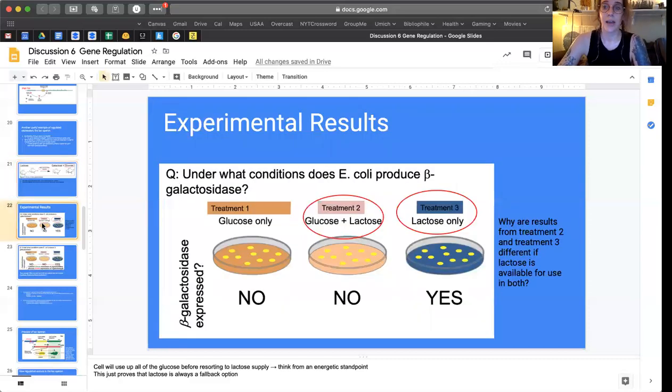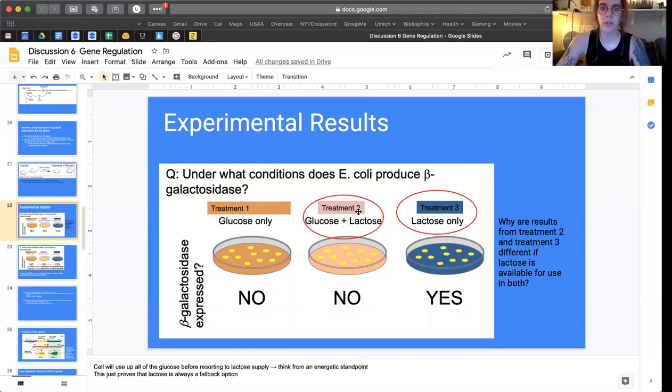Okay, so now we can look at these experimental results, and based on what we just talked about, we should hopefully be able to understand what's happening here. So we're looking here at these three petri dishes of E. coli and seeing, okay, is beta-galactosidase being produced? And remember, beta-galactosidase is required only when lactose needs to be broken down. So under this first petri dish, there's glucose only, no lactose. So as expected, there's no beta-galactosidase presence because glucose is always preferred and there's no lactose anyway. So there was really no reason for that to be produced.